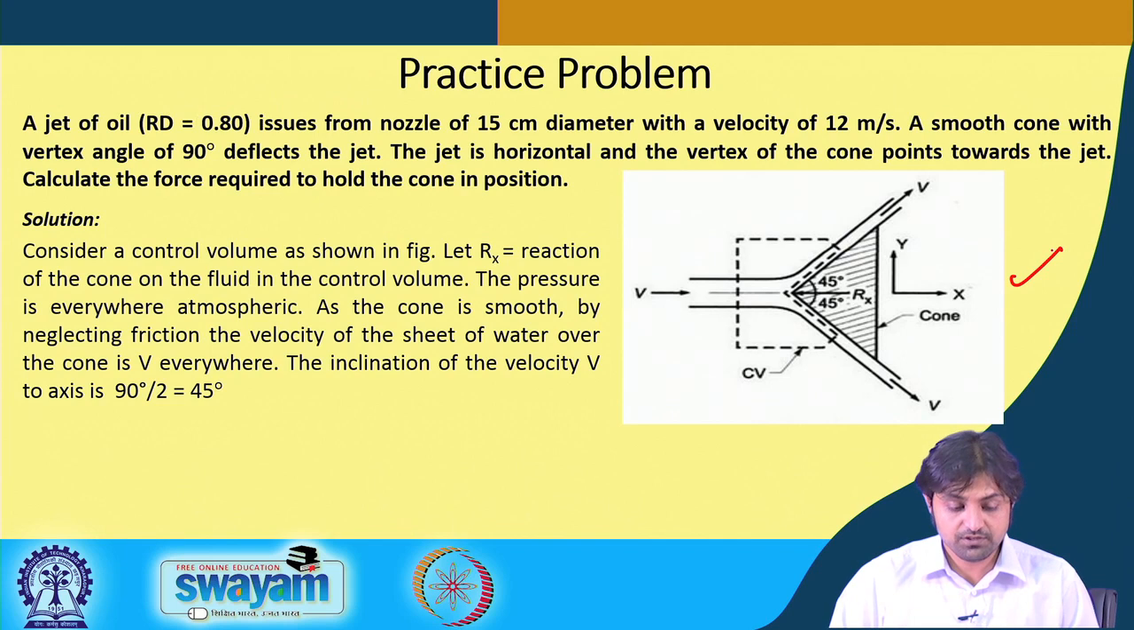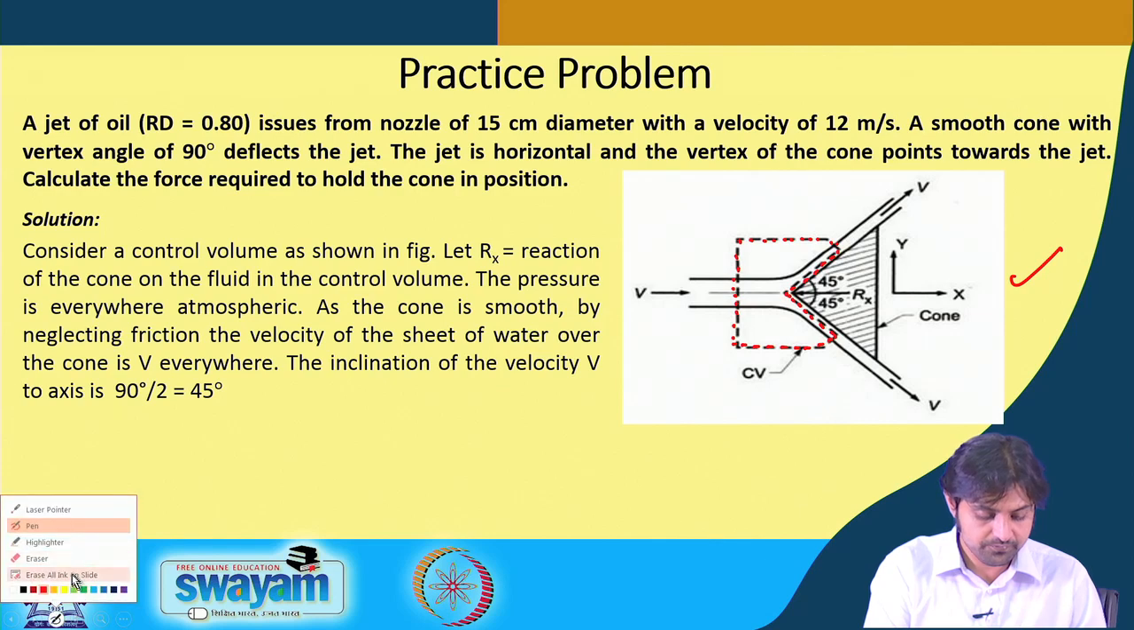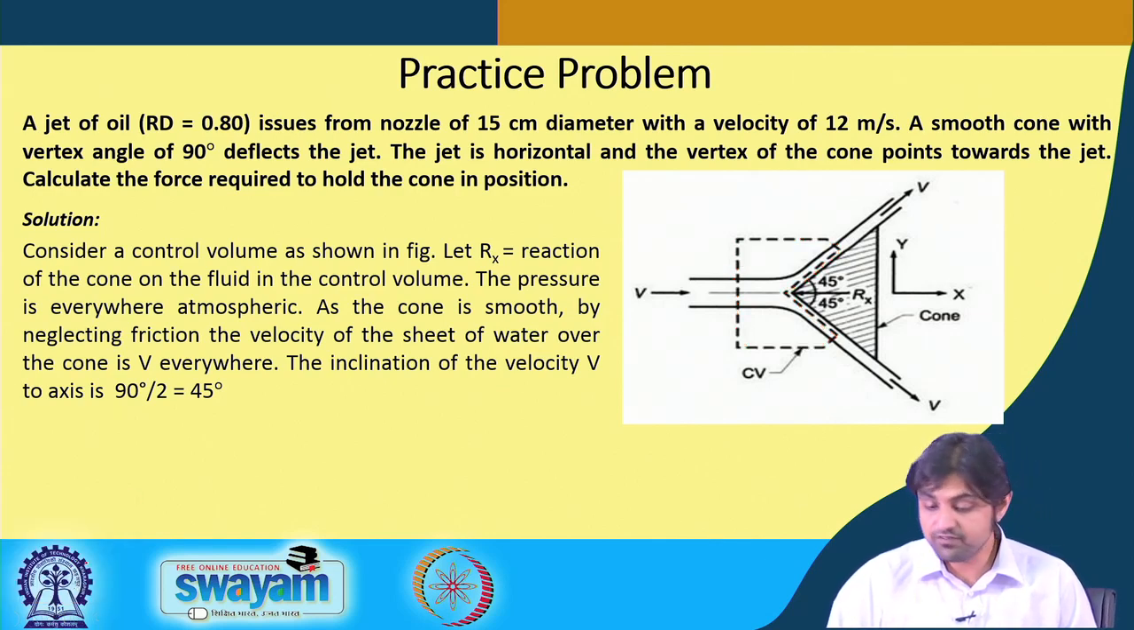Now the solution steps: we consider the control volume as shown in the figure. So this is our control volume. That is the first step. The pressure is everywhere atmospheric. As the cone is smooth, by neglecting the friction, the velocity of the sheet of water over the cone is v everywhere. The inclination of the velocity to the axis is 45 degrees, that we have simply assumed.